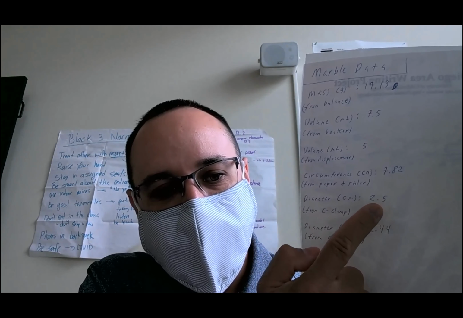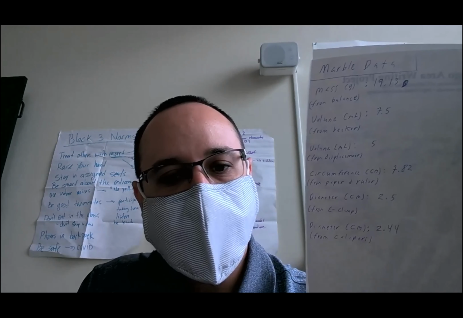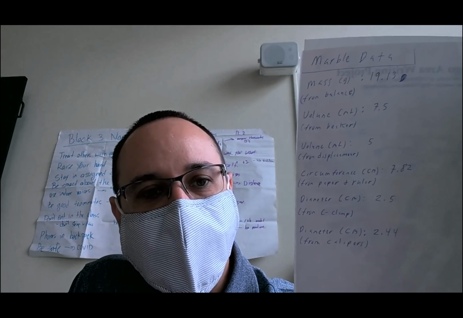The displacement method gave us 5 milliliters. And then we used a ruler and paper to get the circumference in centimeters of the marble, and that was 7.82 centimeters. And then I got the diameter in centimeters from using a C-clamp. I got 2.5 centimeters, and then I got the diameter from using calipers, 2.44 centimeters.